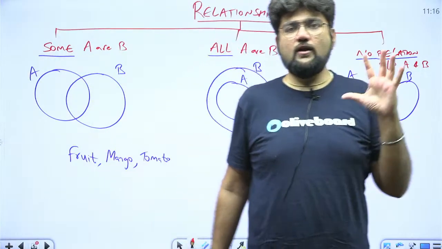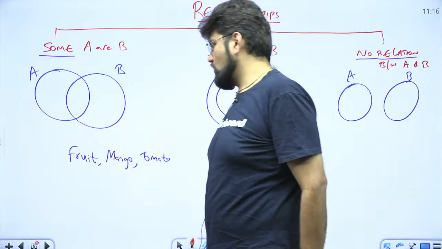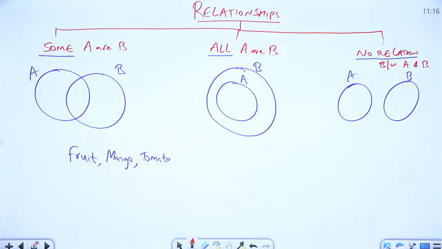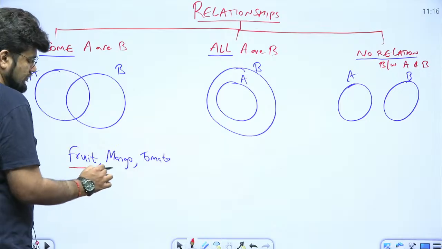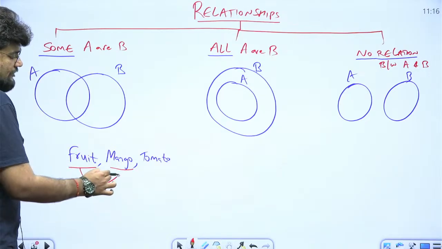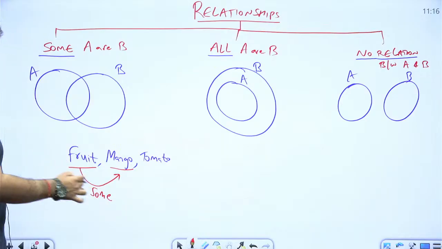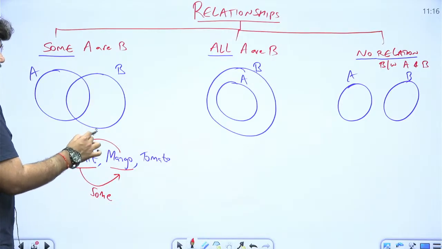You can either look at the options and get your answer, or you can make it yourself also. So, how to avoid all sorts of confusion? What you will do is, you will look at this and try to find out the relationship between 2 elements. So, fruit and mango. What is the relationship between fruit and mango? All fruits are mangoes? No. Some fruits are mangoes. And all mangoes are fruits. Correct?